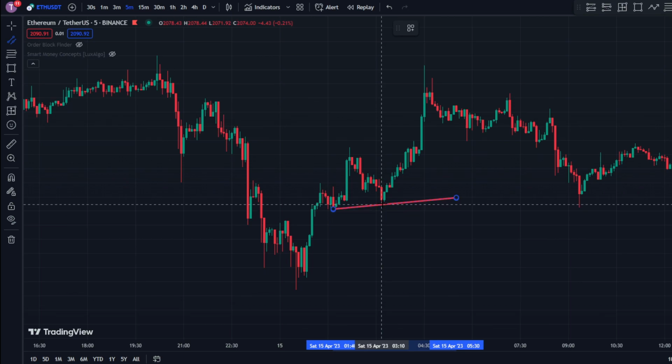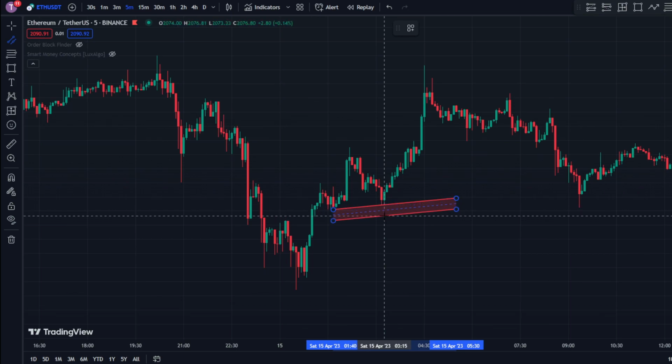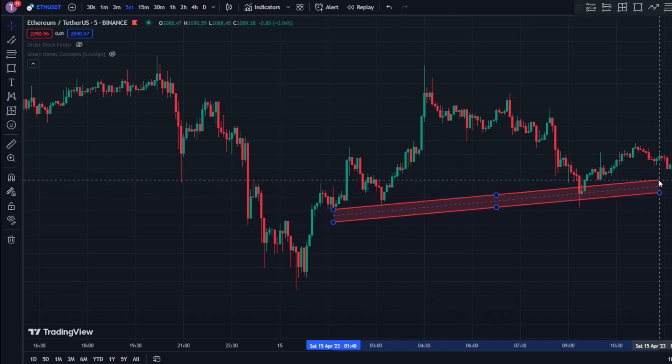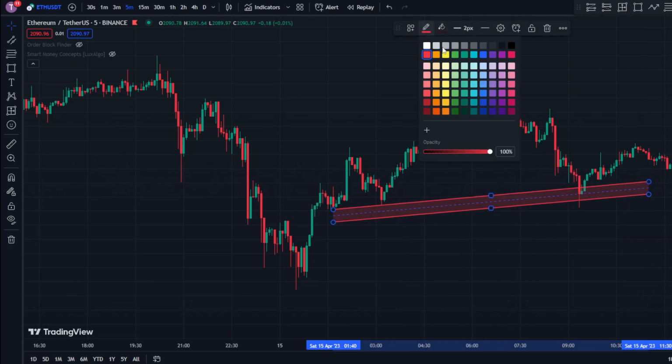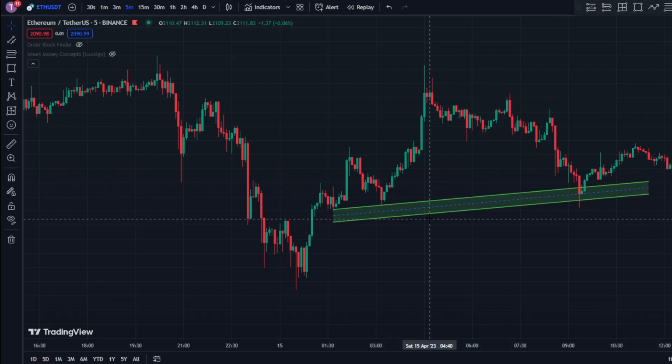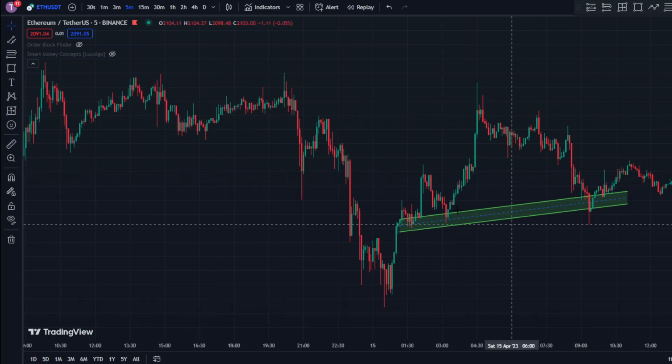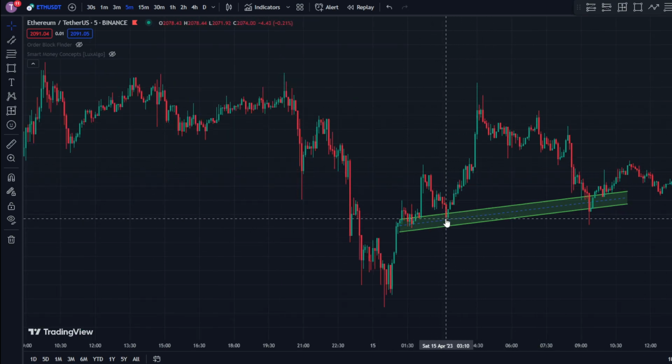You must add the wicks below, and you will drag the channel below a bit, and extend it all the way. Since it's a support trend line, you want to make it green in color, so you know that whenever price touches this channel, it's likely to reject and find support, and the support will push the price up.